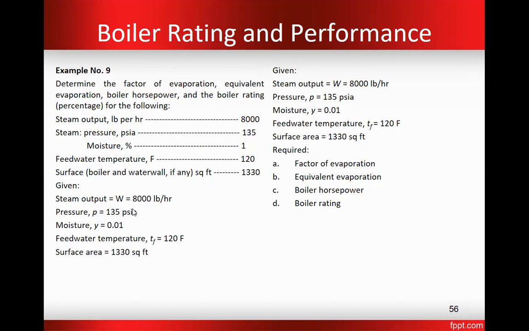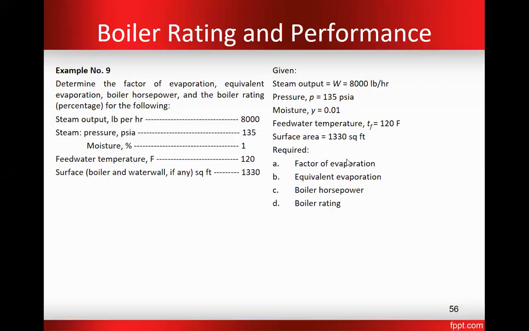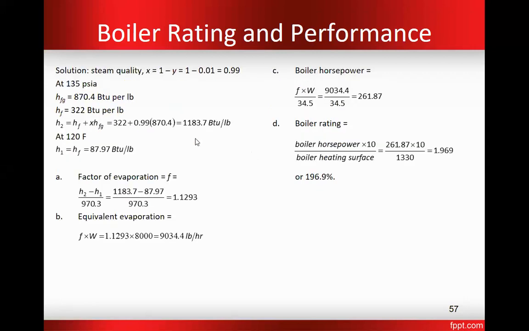So given: steam output W is 8,000 pounds per hour. Pressure is 135 PSI. Moisture Y is 0.01. Feed water temperature T sub F is 120 Fahrenheit. Surface area is 1330 square feet. Required: A, factor of evaporation. B, equivalent evaporation. C, boiler's power. D, boiler rating. Solution: steam quality X is 1 minus Y, or 1 minus 0.01, or 0.99.